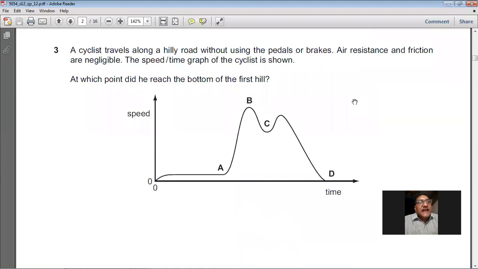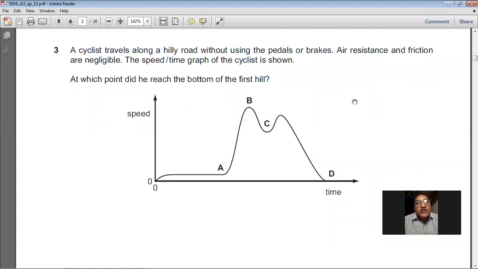A cyclist traveled along a hilly road without using the pedals or brakes. Here, resistance and friction are negligible. The speed time graph of the cyclist is shown. At which point did he reach the bottom of the first hill? You should understand that this is a speed time graph, telling you the speed of the cyclist and the time.